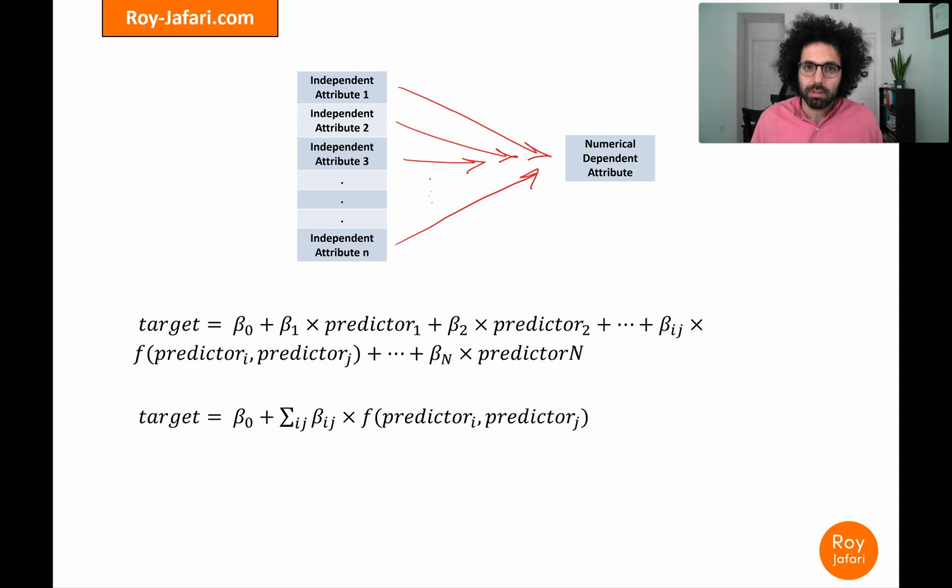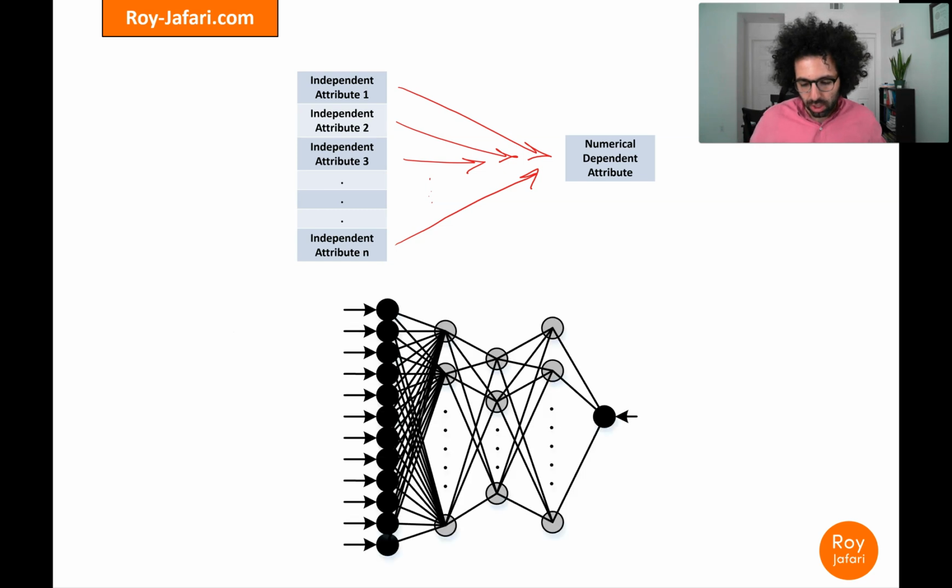But the uniqueness of MLP is that you don't have to come up with those crazy equations. You can actually use this structure to effectively calculate and capture these relationships. The way MLP goes about this is using a network of neurons to connect these independent attributes to a dependent attribute. For each of these input layer neurons, which we'll talk about in a minute, we're going to have one for each of these independent attributes. We're going to have one input neuron.